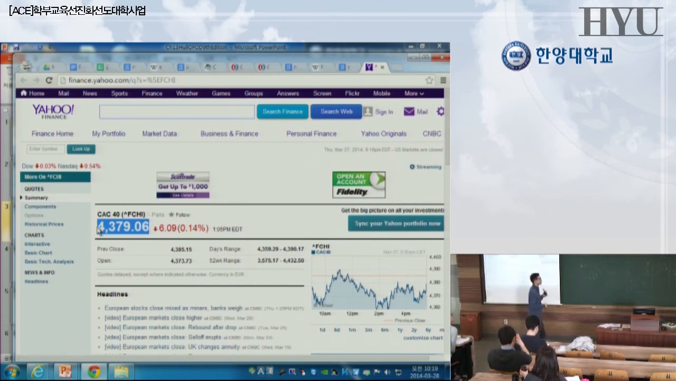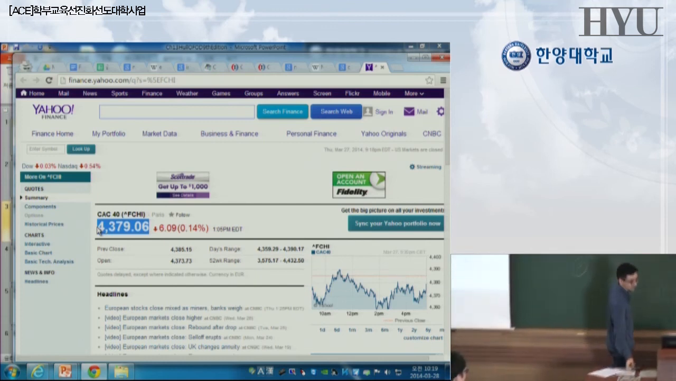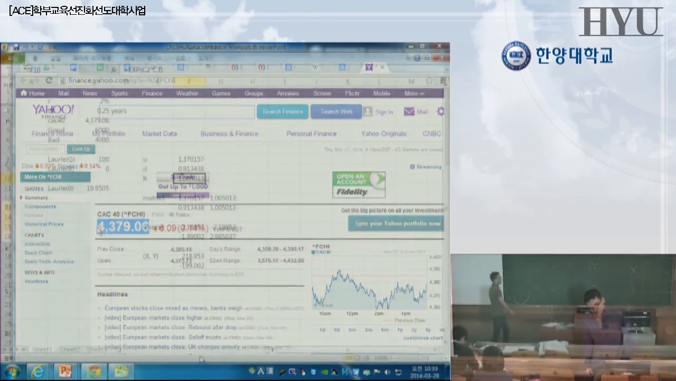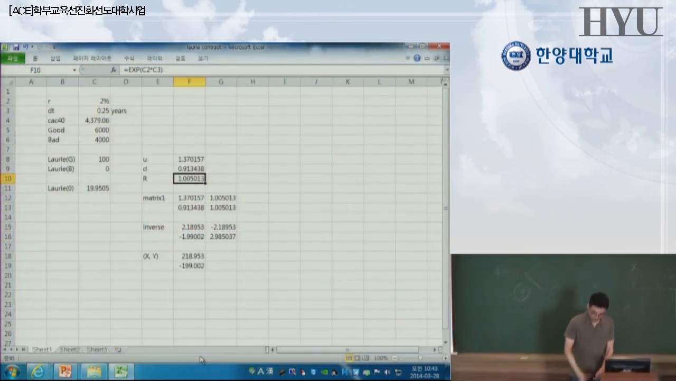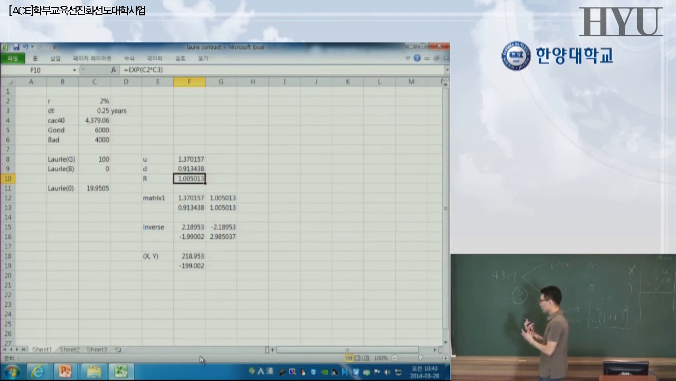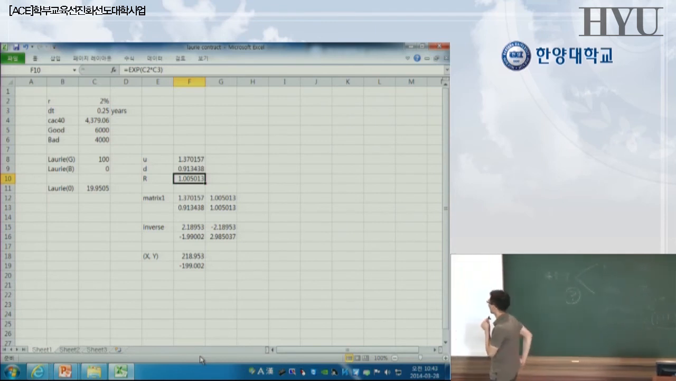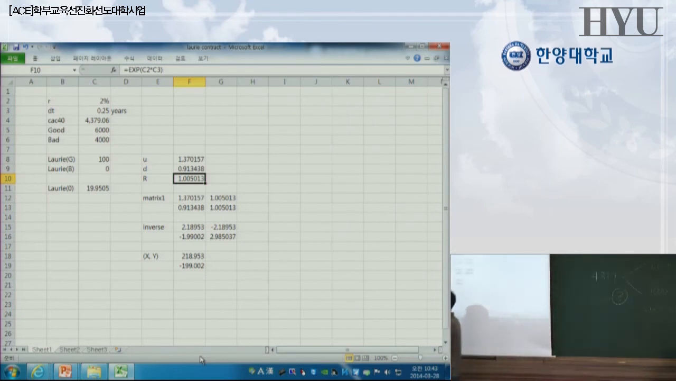Then let's calculate what x plus y would be. One interesting part is that in order to create this contract, we invest around 220 euro in stock, and actually around minus 200 euro in bond. So basically, we are borrowing money.